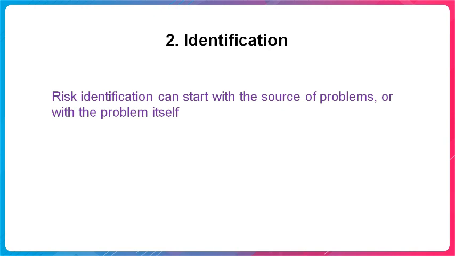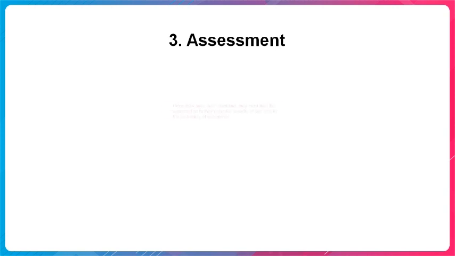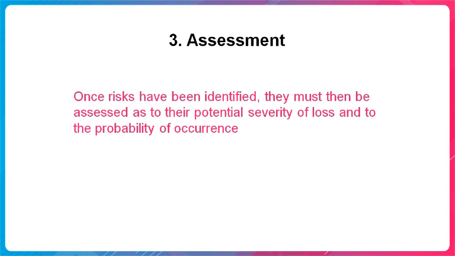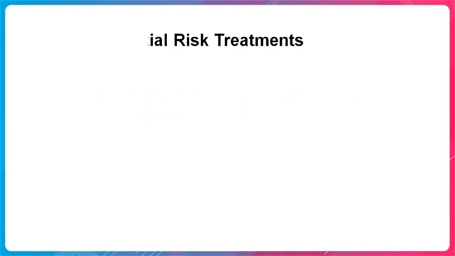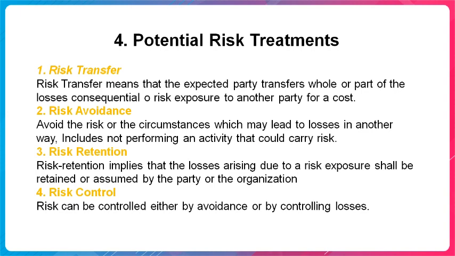Next, third step, assessment. Once risks have been identified, they must be assessed as to their potential severity of loss and to the probability of occurrence. Number 4, potential risk treatments. Once risks have been identified and assessed, all techniques to manage the risk fall into one or more of these 4 major categories. They are risk transfer, risk avoidance, risk retention, and risk control.